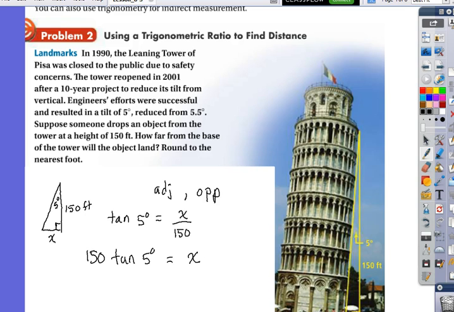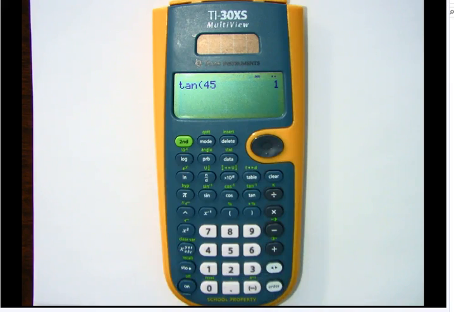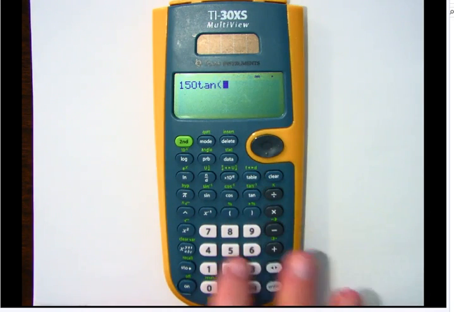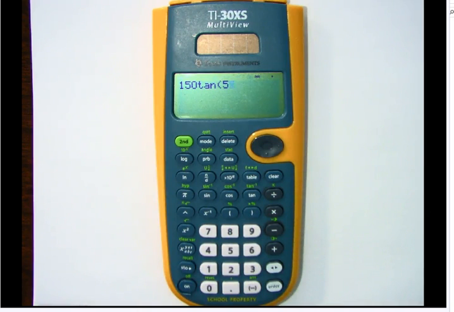Back in this problem, we had 150 tan 5 degrees. So that's what I'm going to put into my calculator. Now, some calculators work differently. If you're not using the ones that group things with parentheses, sometimes you have to enter the degree first and then hit the trig button, and it'll give you a number, and then you can multiply that number by 150. That's why I like these particular scientific calculators, because they remember order of operations. You can just enter stuff in. So 150 tan 5, I'm going to hit enter.